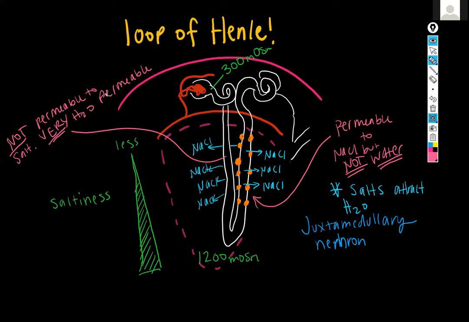So we have some different driving forces on each leg of the loop, but also notice the distance between them is small. So the descending loop and the ascending loop are right next to each other, even though they have different permeabilities. So what this means is, if we have filtrate, I'm going to use little blue dots as being water. And I'm going to use little green dots as being sodium chloride.